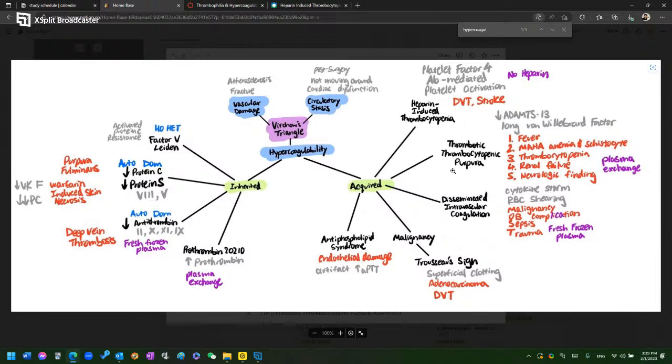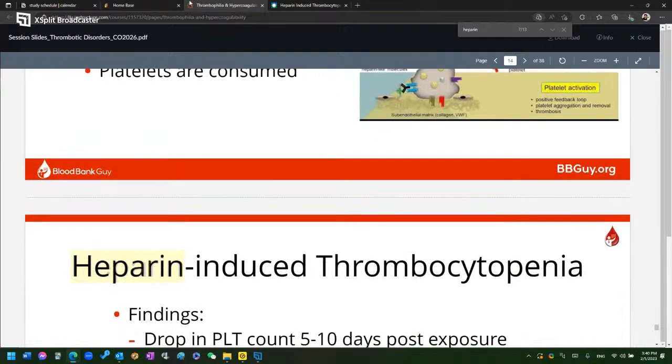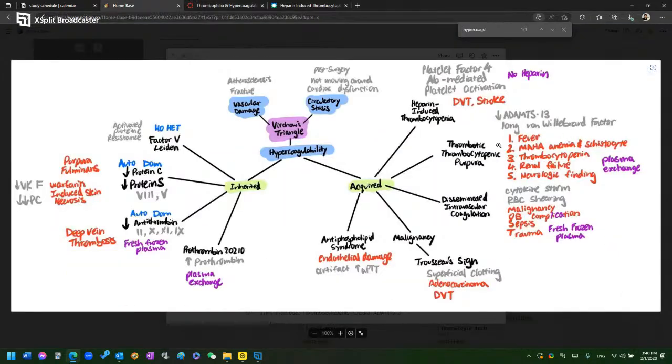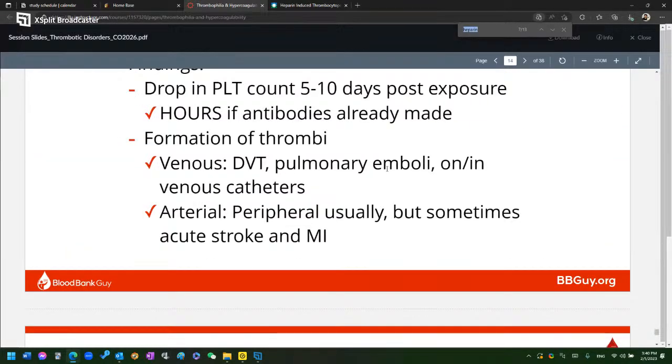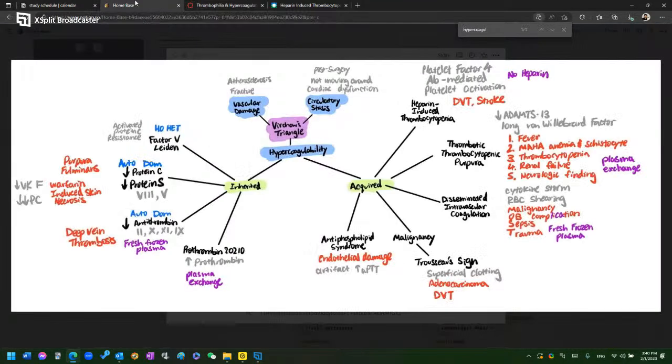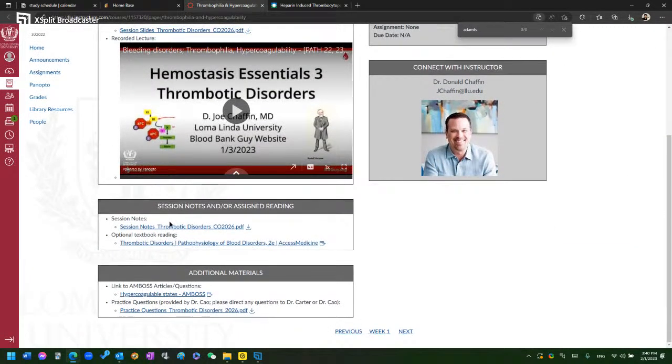Thrombotic thrombocytopenic purpura. All right. What happens is the von Willebrand's factor is normally present, and it's normally cleaved by this one right here. I don't know if I'm spelling that right. Let's see.